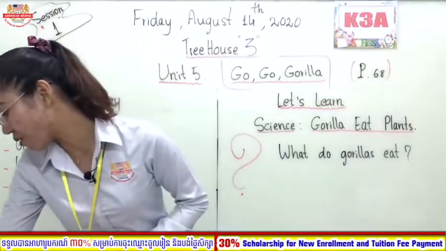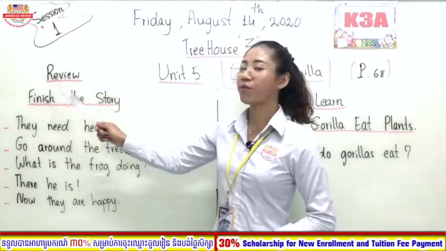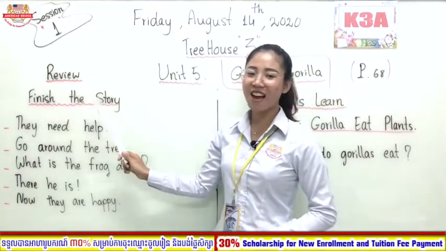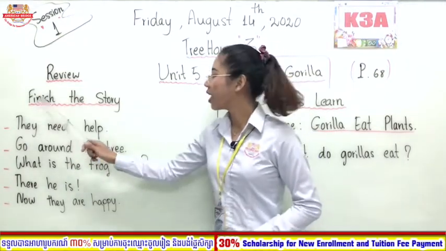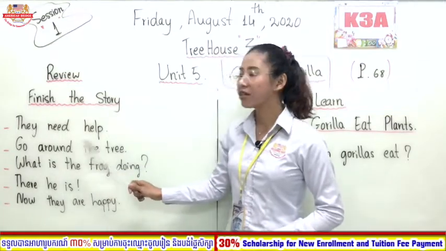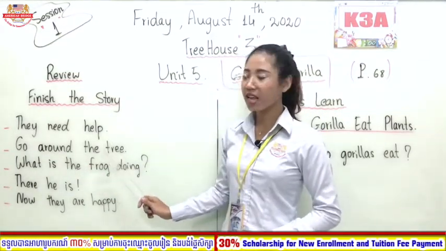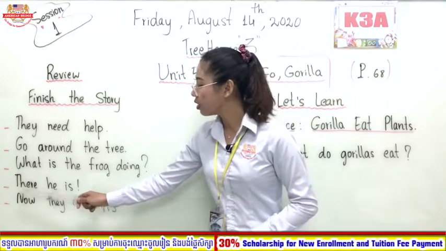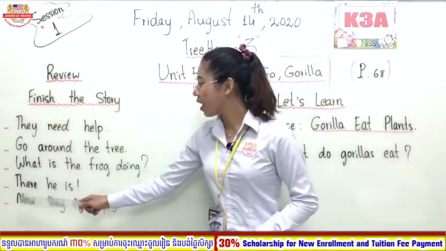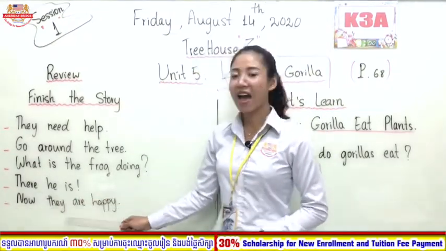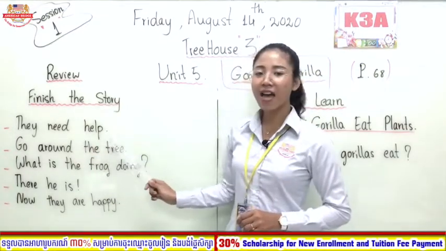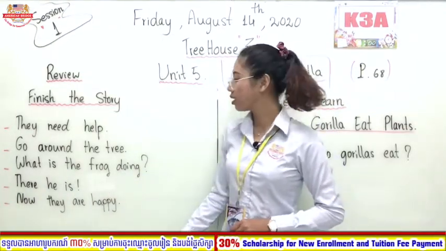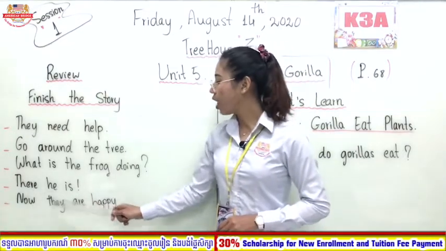Now please look at our whiteboard and read our review with teacher together. Review. Finish the story. They need help. Go around the tree. What is the frog doing? There he is. Now they are happy. One more time. They need help. Go around the tree. What is the frog doing? There he is. Now they are happy.